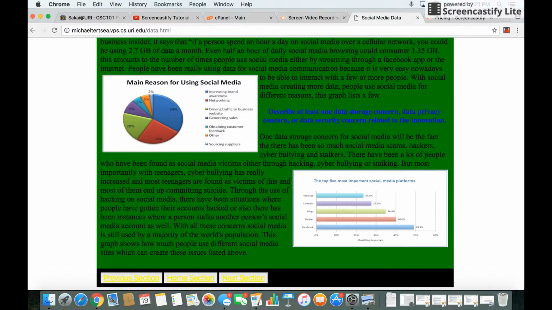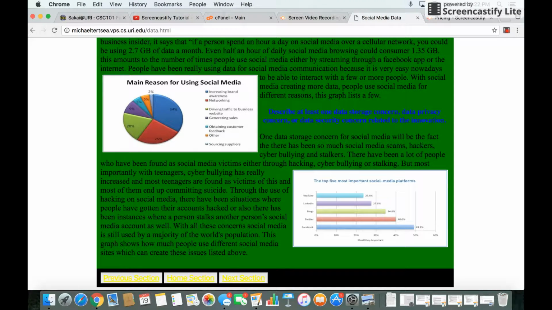Describe at least one data storage concern, data privacy concern, or data security concern related to the innovation. One data storage concern for social media would be the fact that there have been so many social media scams, hackers, cyberbullying, and stalkers. A lot of people have become social media victims, either through hacking, cyberbullying, or stalking. Most importantly, with teenagers, cyberbullying has really increased, and many teenagers have been victims of this, and most of them end up committing suicide. With all these concerns, social media is still used by a majority of the world's population.